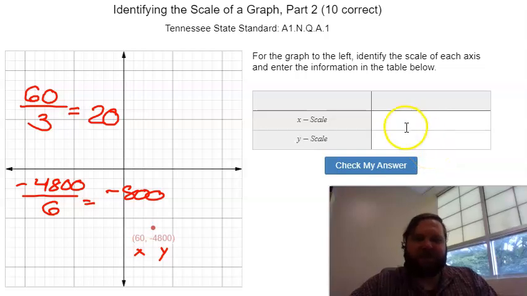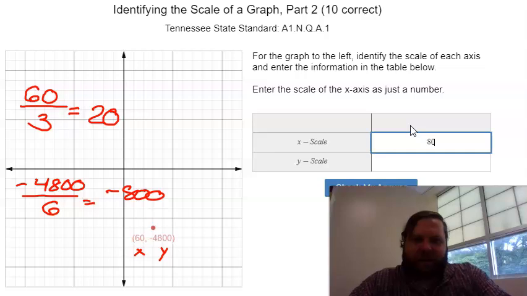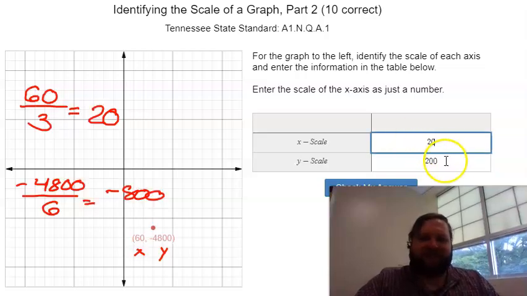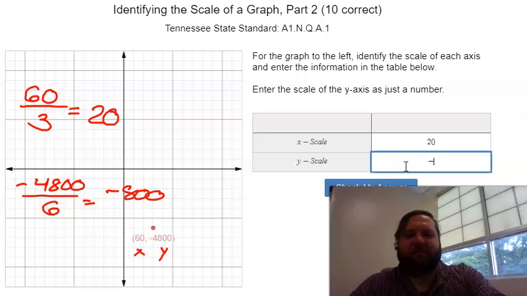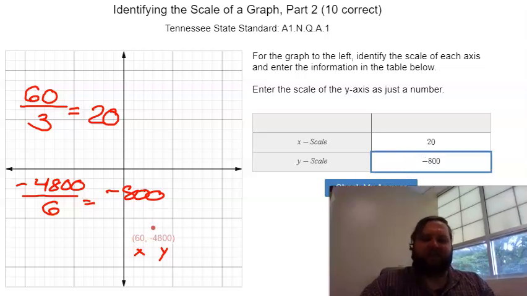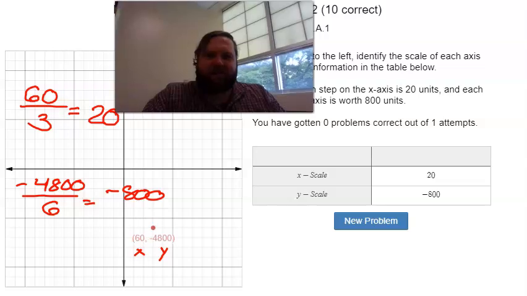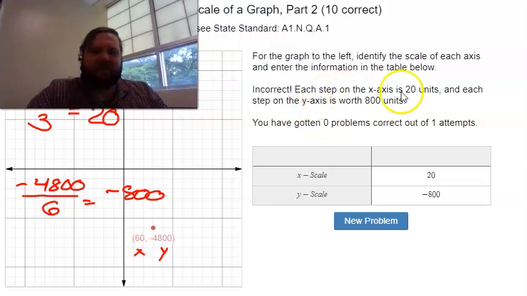And I will type these in so that we can actually see that. So 20, and this one was 800. I'm going to put in negative 800 so that we have a wrong answer there, so I can show you what happens when we do that. So then you can check your answer, and it will tell you that it's incorrect, and then it will give you the correct answer. The x-axis is 20 units, and the y-axis is 800, so notice you could see that negative making a difference right there.